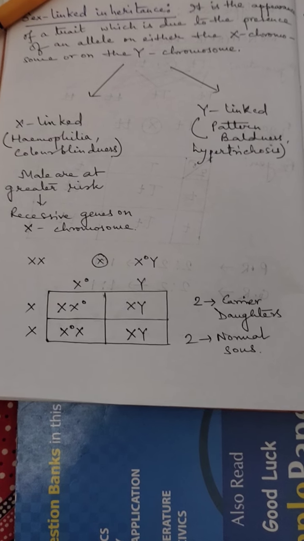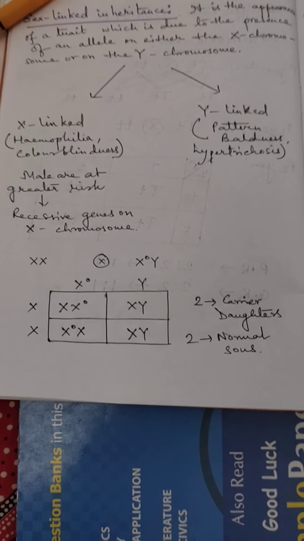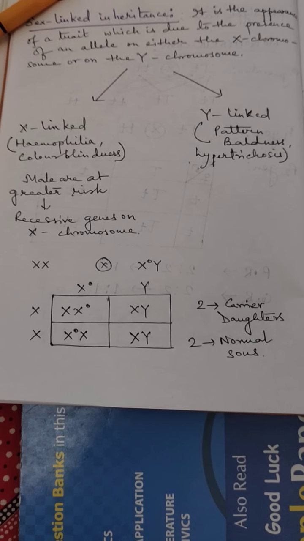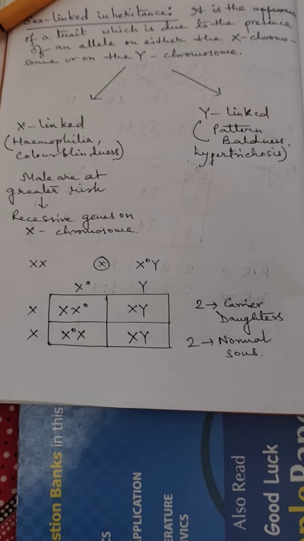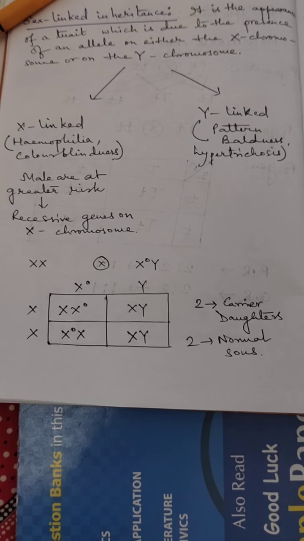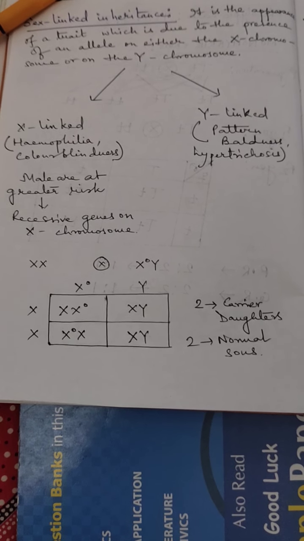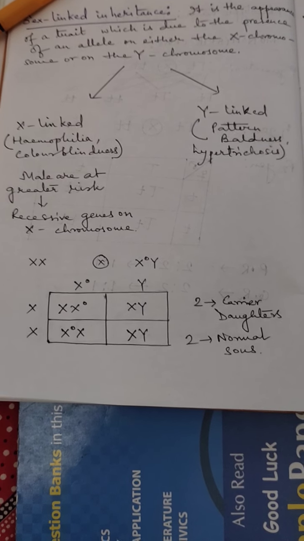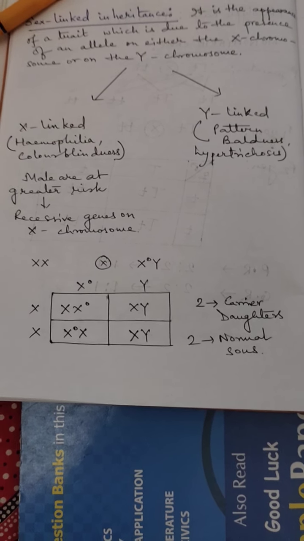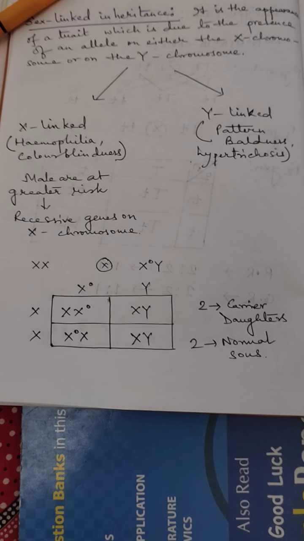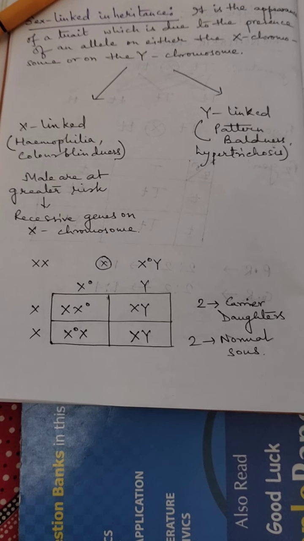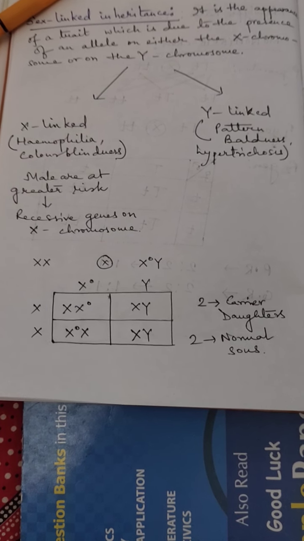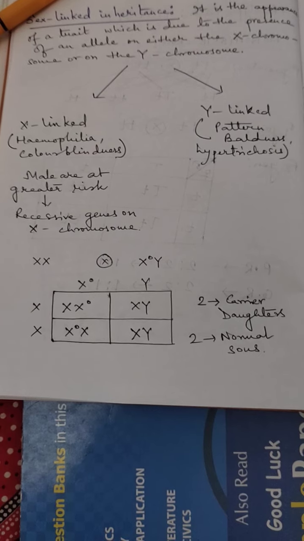Now, one sum as an example I am showing here. If we cross a normal mother and a colorblind father. Now, normal mother means definitely XX, and colorblind father we are taking as X° Y. This degree sign is for showing that the color blindness gene is present on the particular X chromosome. Okay, we'll show it with the degree sign.